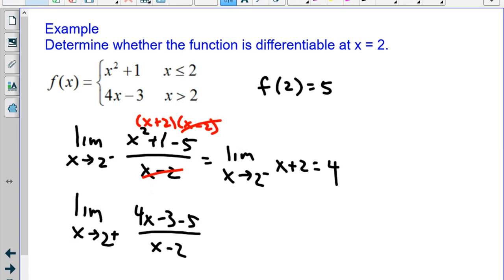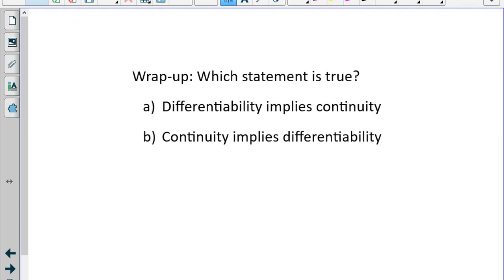The top turns into 4x minus 8. You can factor out a 4. So this ends up being 4 times x minus 2. Those cancel. This is just 4 instantly. You don't even have to substitute anything in. So clearly, the derivative is the same on both sides. The function is the same on both sides. Therefore, this is differentiable. Finally, which statement is true?